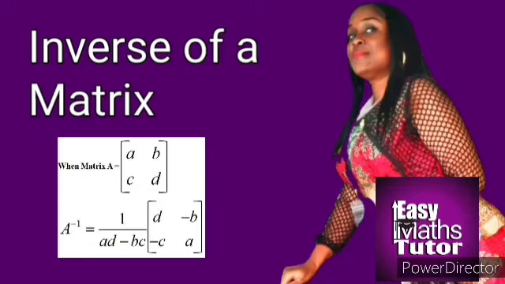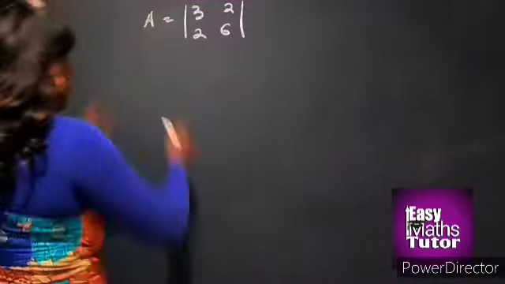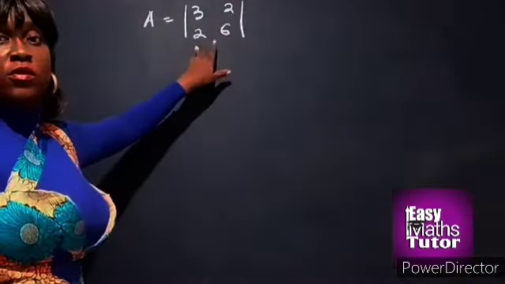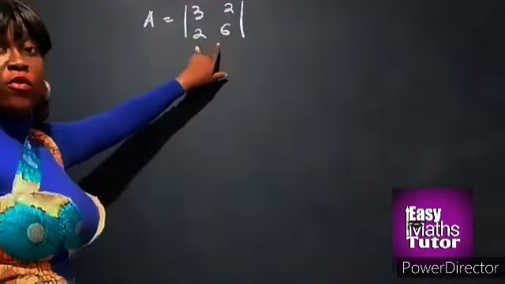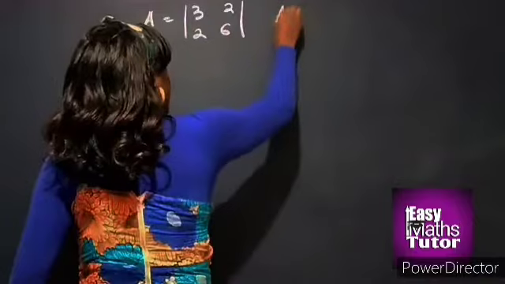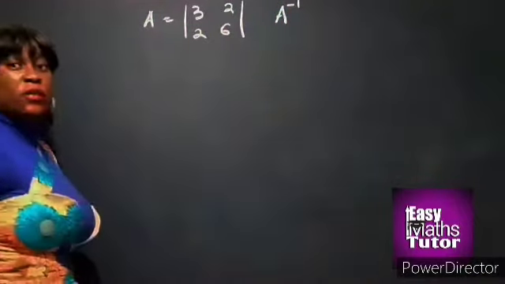At the end of this class, you'll be able to calculate the inverse of a 2 by 2 square matrix. So for this problem, this is a matrix A, a 2 by 2 matrix, and we're going to look for the inverse of this matrix. The inverse symbol will be A raised to the power minus 1.